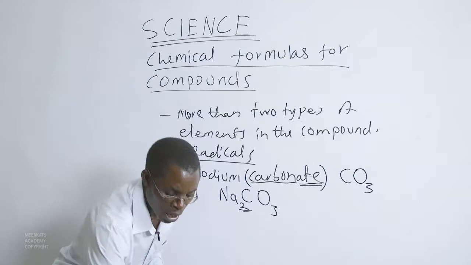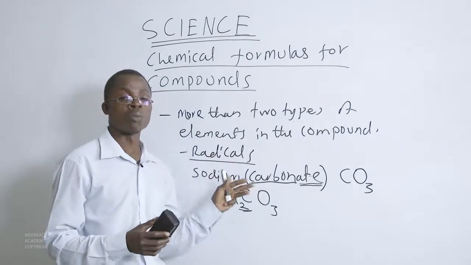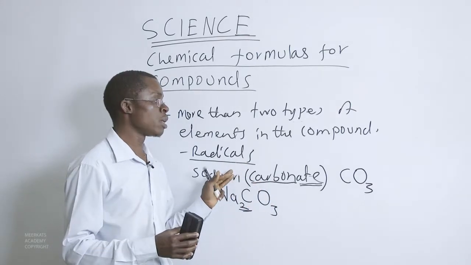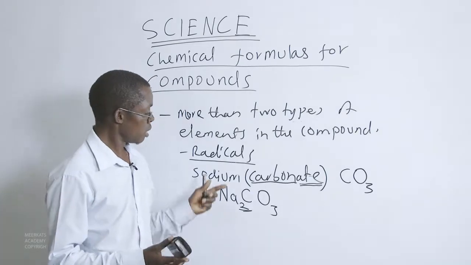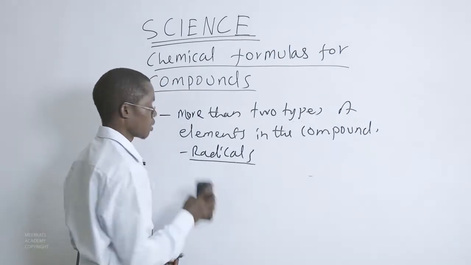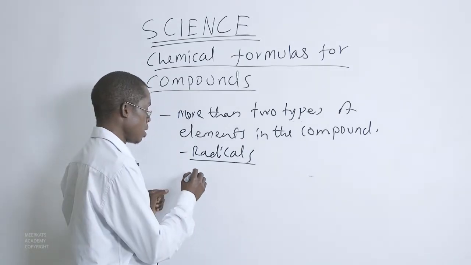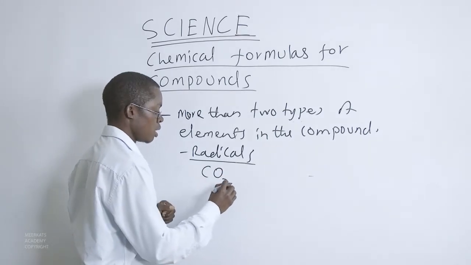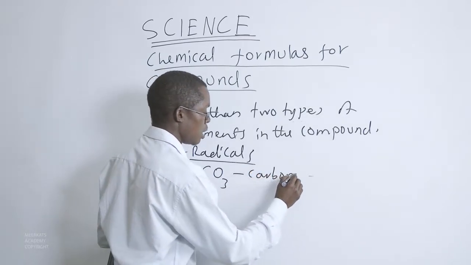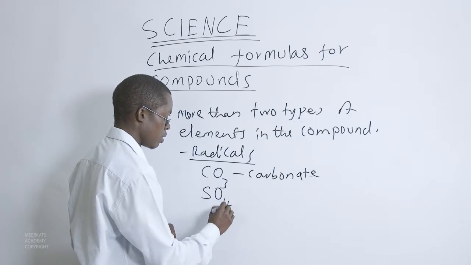So let's familiarize ourselves with the other radicals that we commonly interact with when talking about chemical compounds. Knowing them will assist us in naming the various compounds we shall look at. The common radicals we have, starting with the one we have just looked at, are: 1, carbonate, carbon as the first element, then ATE. Sulfate.